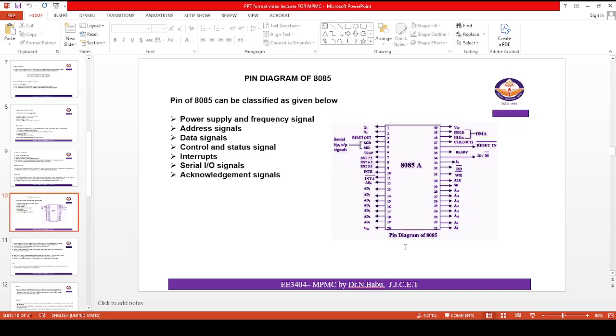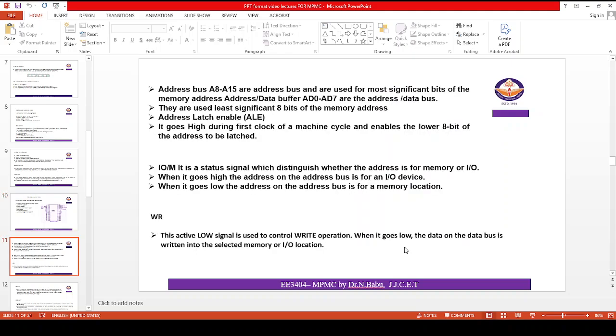Then serial operation is there. If you want to connect a serial device through the serial IO signals, there are 2 important signals: one is called SID, another one is called SOD. Then there are acknowledgement signals, such as hold acknowledgement.